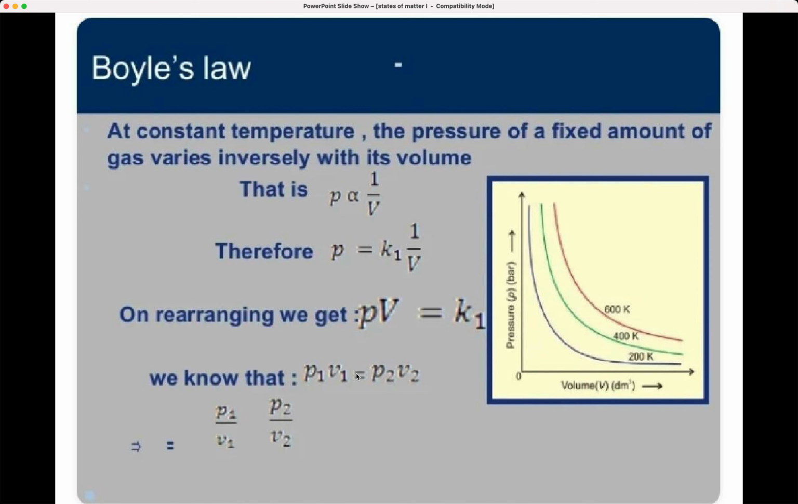Now we know that P1 V1 is equal to P2 V2. So we can write it like this: bring this V2 here, P1 by V2 is equal to P2 by V1. Sorry, that's wrong. Bring this V1 over here, and here we already have P2. So P1 by V2 is equal to P2 by V1, or rather, P1 V1 is equal to P2 V2.